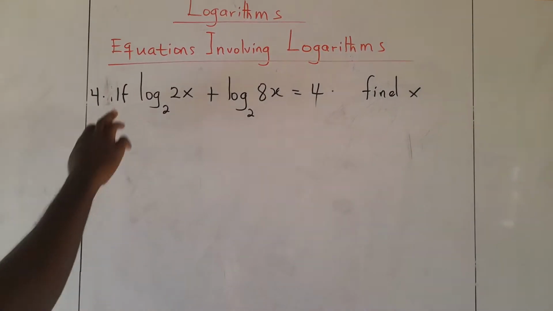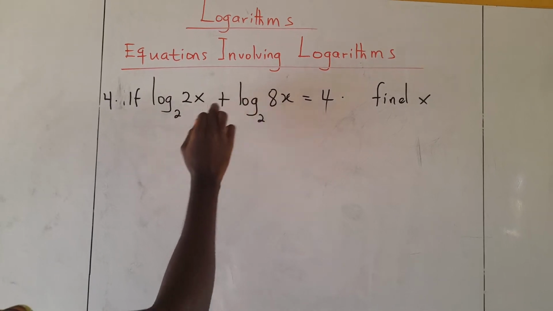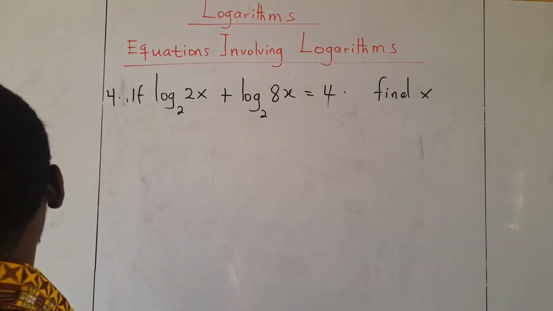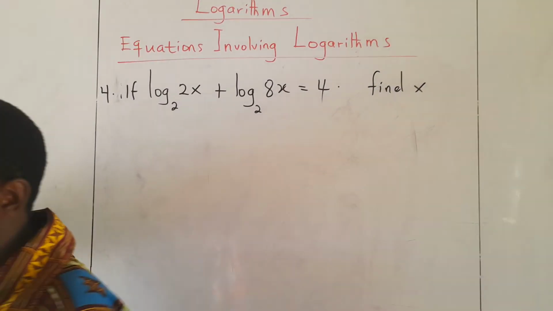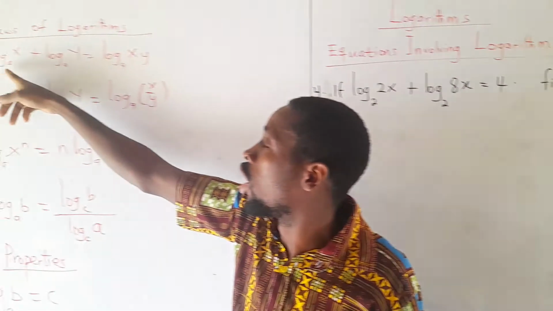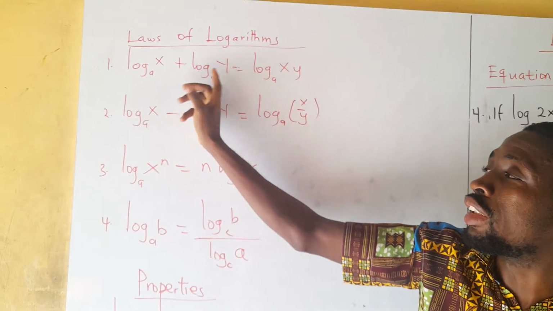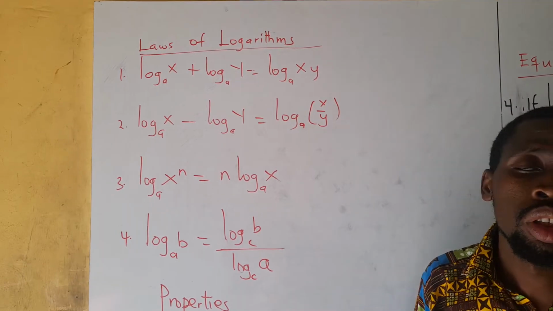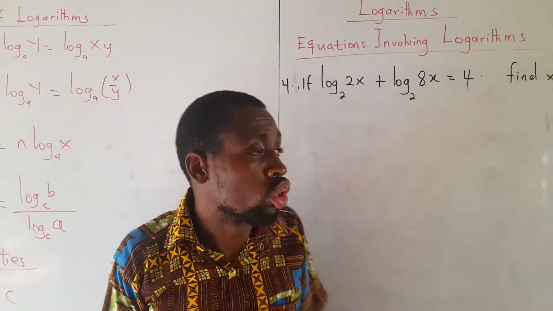Our fourth question is, if log 2x base 2 plus log 8x base 2 is equal to 4, we should find the value of x. Please check out this law. The law says that if two logarithms are added, with the same base, then we can multiply the logs. So we'll use that law to solve this.